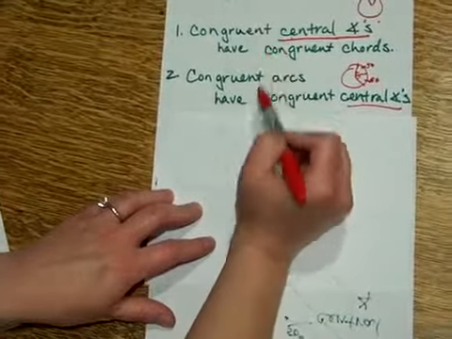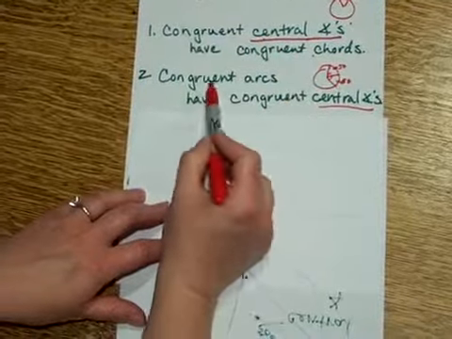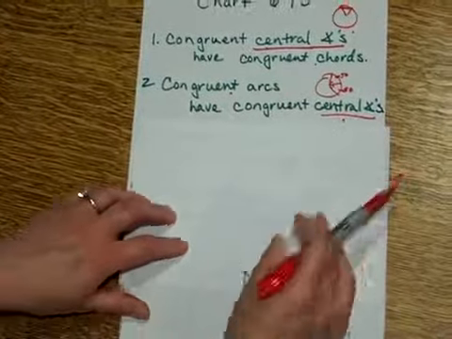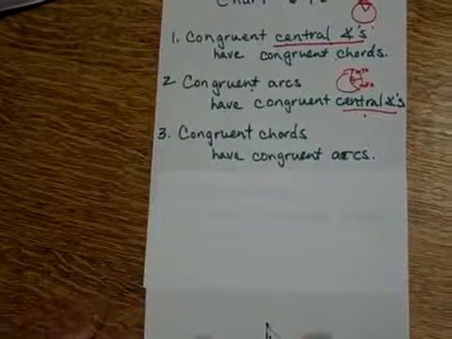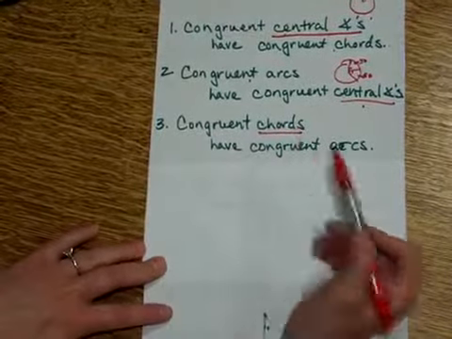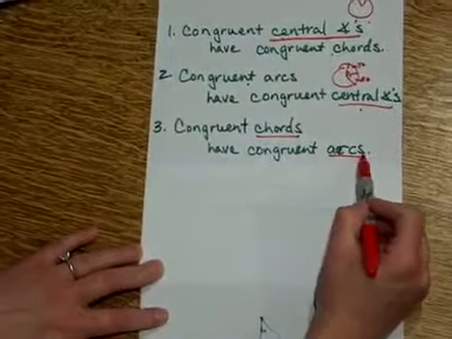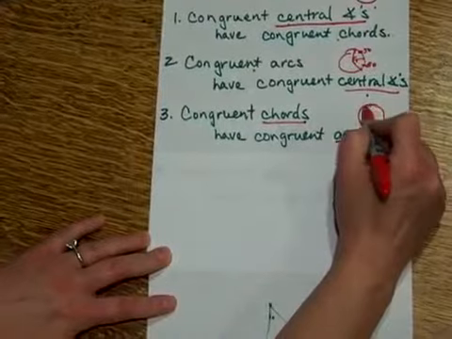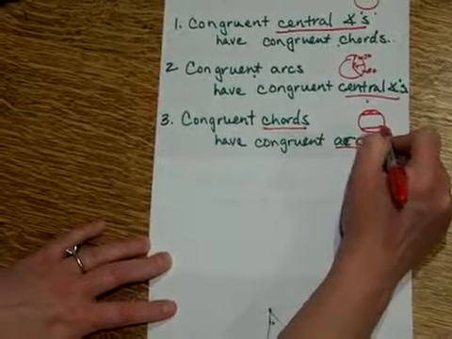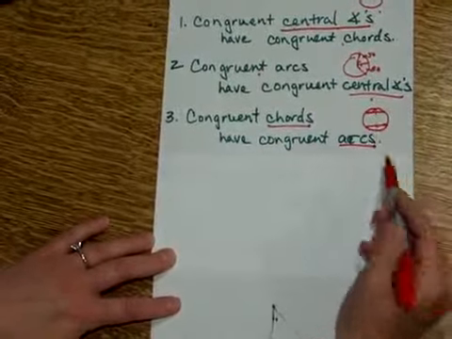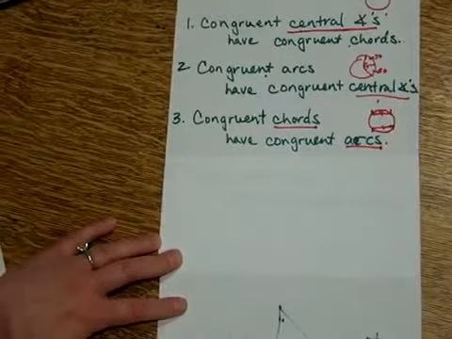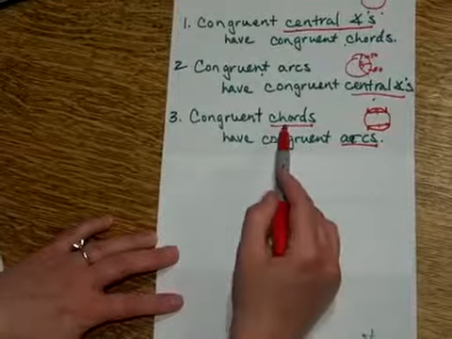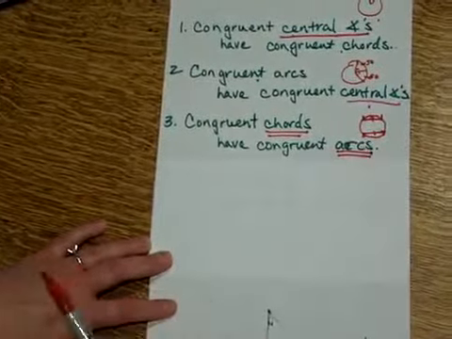So we have congruent central angles, then congruent chords. Congruent arcs, then congruent central angles. It's going to keep on circling around here. If I have congruent chords, then I have congruent arcs. So this time we're given these chords. If I have congruent chords, then these arcs, where the endpoints intercept, are congruent.